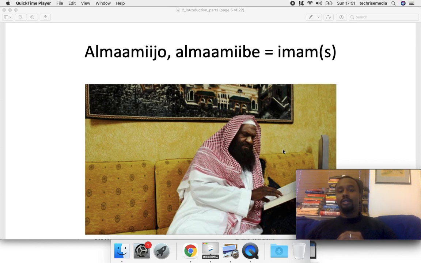So it's a ma double a. So it's alma mibe, right? So these are imams, or alma mijo. So alma mijo means an imam, right? So it's one person.